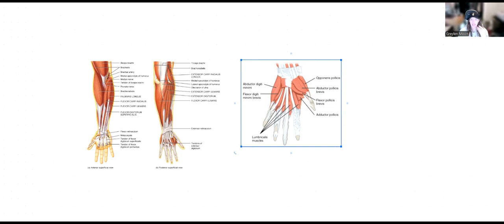We have our wrist extensors in our posterior compartment, which is on the right of this image that we've been looking at.